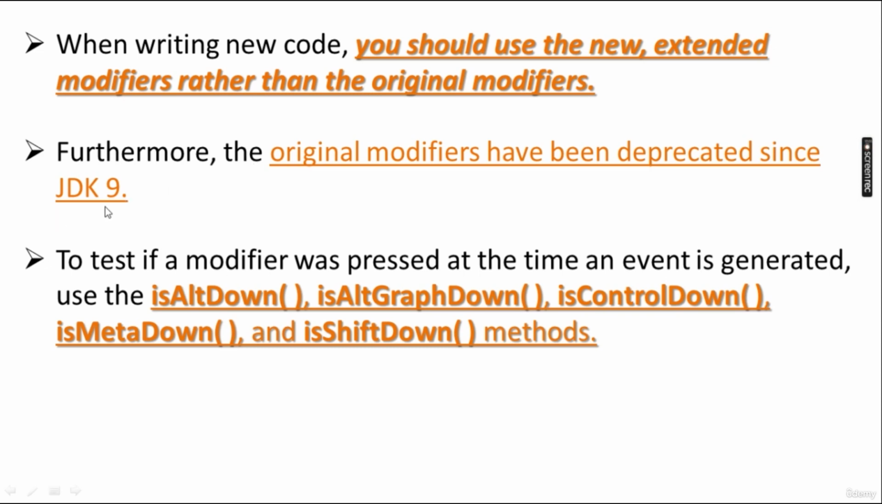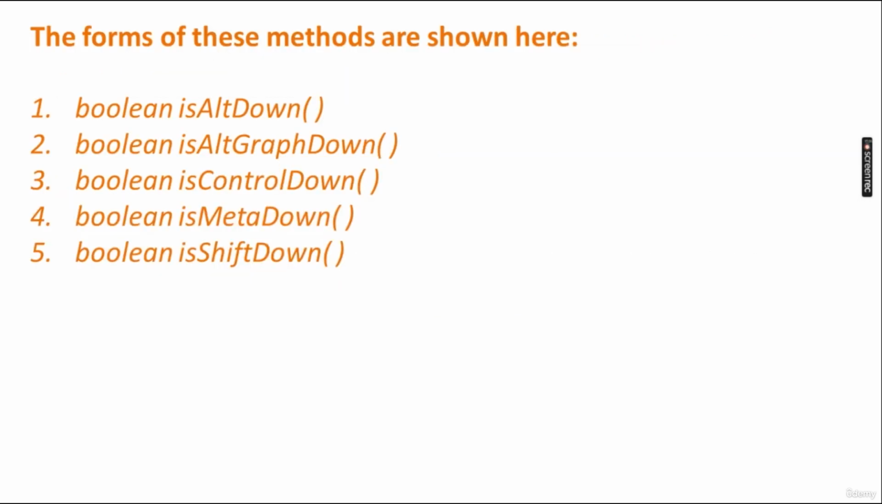To test if a modifier was pressed at the time an event is generated, use the isAltDown, isAltGraphDown, isControlDown, isMetaDown, and isShiftDown methods. Those will return you a true or false value. They will tell you if a modifier was pressed at the time the event was generated. All of these methods return Boolean values, true or false.